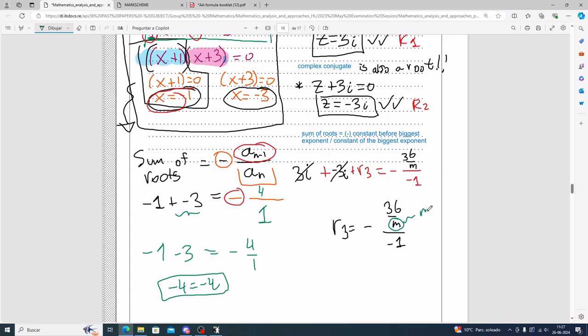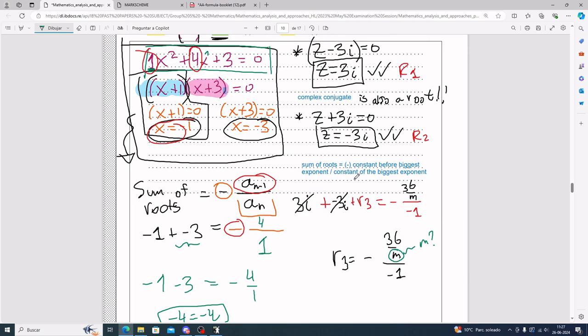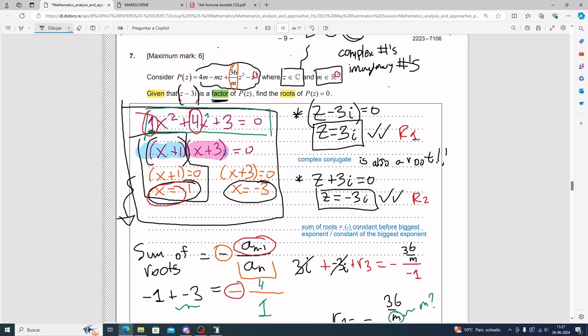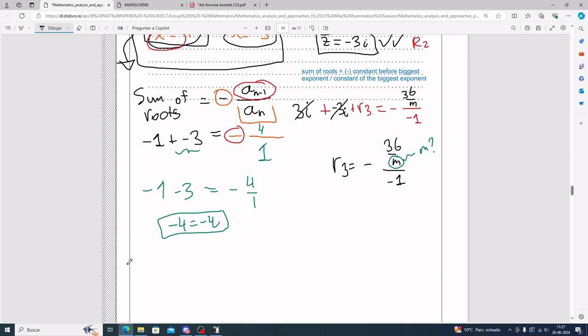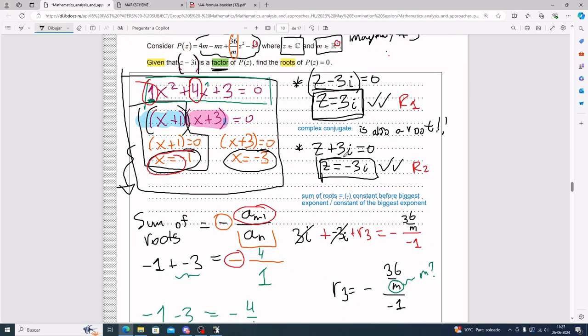Well, what is m? How can I find m? What can I do? How can I get m alone? The big step you have to do now is that, in order to find m, because you know, for example, that z equals 3i is indeed a root, that means you can plug 3i into your equation, and this must equal 0. You can also do it with the one on the bottom.